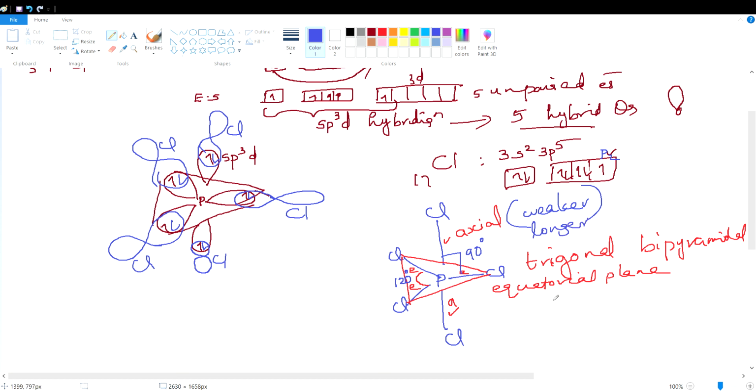Equatorial bonds are stronger because they are 120 degrees apart, so more distance, less repulsion. So equatorial bonds are stronger and hence shorter. The presence of the weaker axial phosphorus-chlorine bonds makes the PCl5 molecule very reactive. So the axial PCl bond breaks readily because it is very weak. The PCl5 molecule is very reactive.